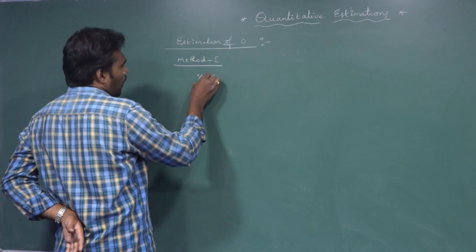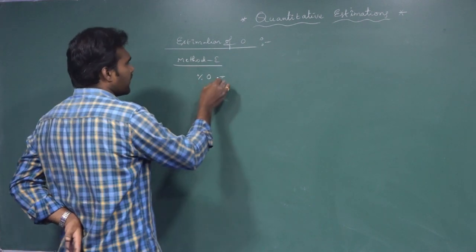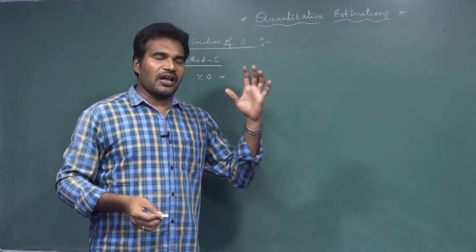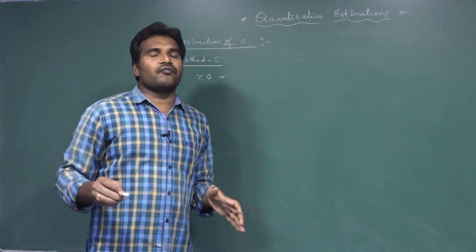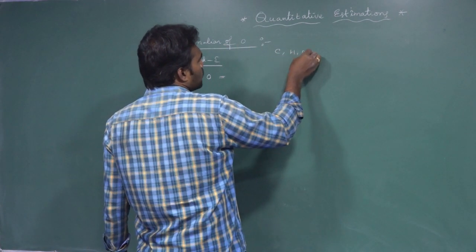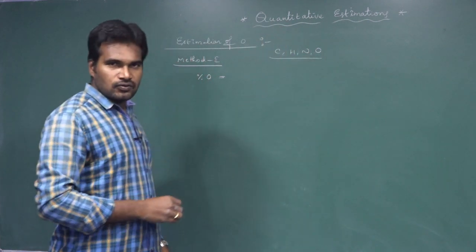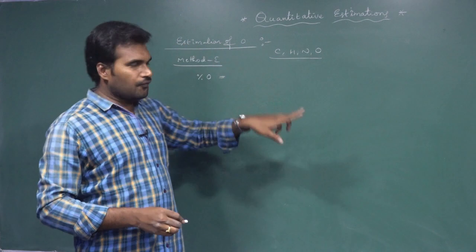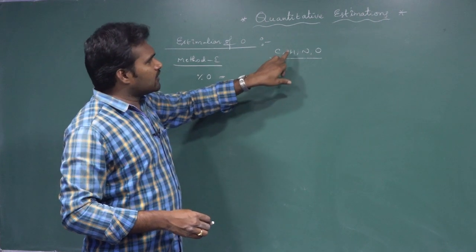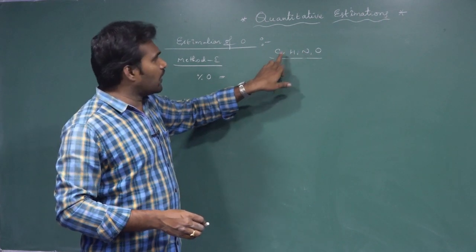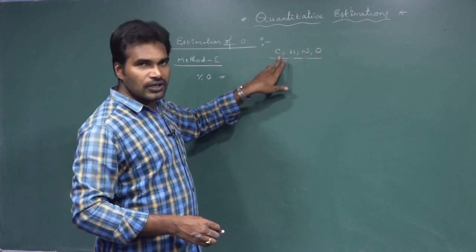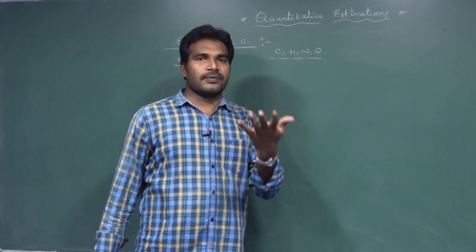the percent of oxygen is equal to the difference between 100%, the total percentage, and the sum of percentages of all other elements. For example, the compound has carbon, hydrogen, nitrogen, oxygen. So this compound has only 4 elements. If you know the percent of carbon, hydrogen and nitrogen, for example, 25, 30 and 40, then the percent of oxygen will be 40 plus 30, 70, 70 plus 25, 95. The remaining percent of oxygen is 5%.